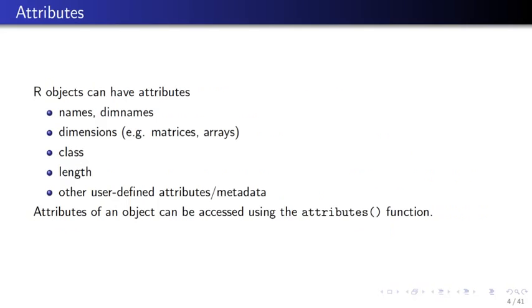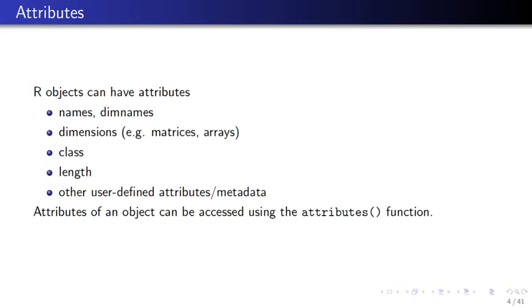Another thing that comes with each object in R is an attribute. Not every object in R necessarily has attributes, but attributes can be part of an object in R. Some of the most common types of attributes that we'll encounter are names, or dimnames, for dimension names. Dimension, so a matrix will have dimensions. For example, it'll have a number of rows and a number of columns. If you have a multidimensional array, you'll have more than 2 dimensions. The class of the object, so every object will have a class. For example, numeric objects, their class is numeric, and integer objects, their class is integer.